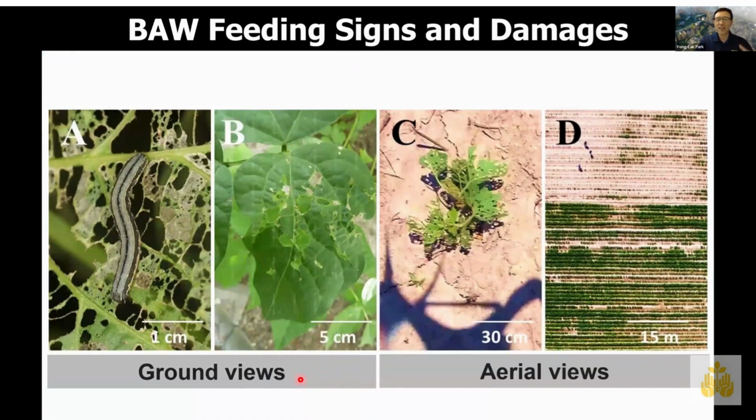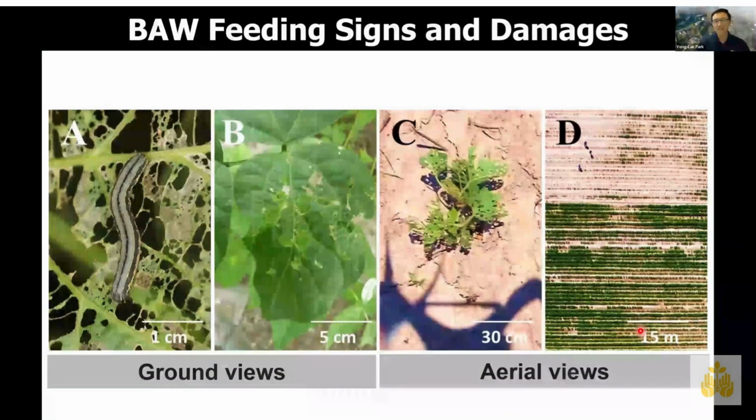You can easily assess it. But that's A and B. And if you look at the aerial view, the C is the actual drone image, about 5 meters from the ground. So if you look in detail, you can see feeding damage, feeding holes and all of those. On the right, that's about 50 meters above the ground, so that now you can see the damage of the field, not individual plants.